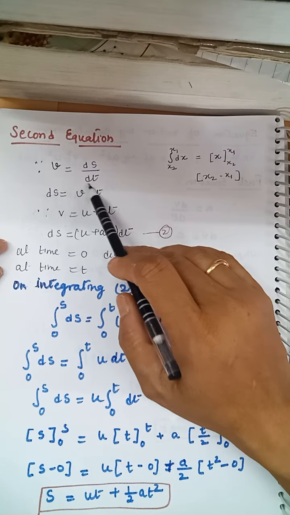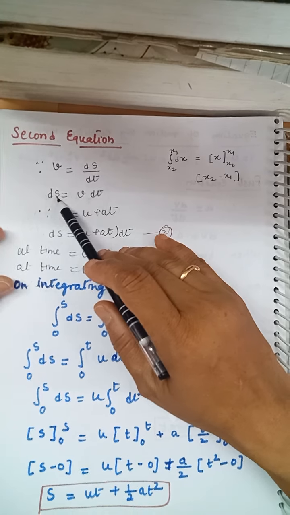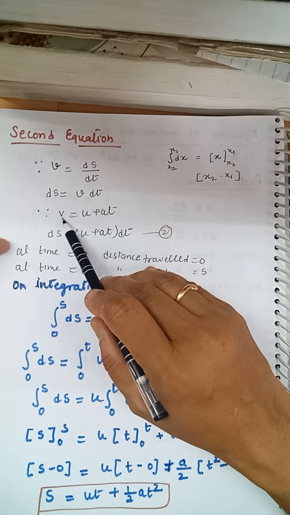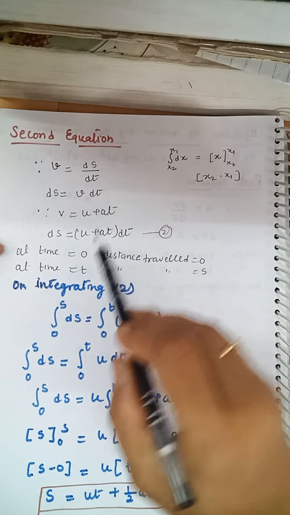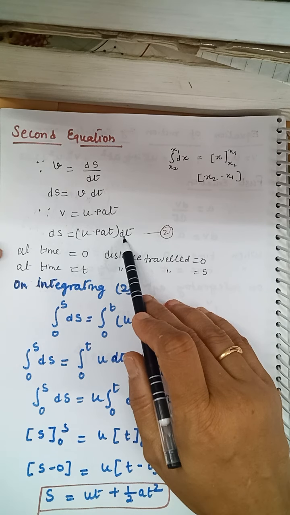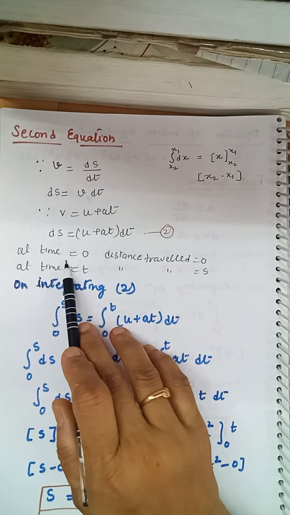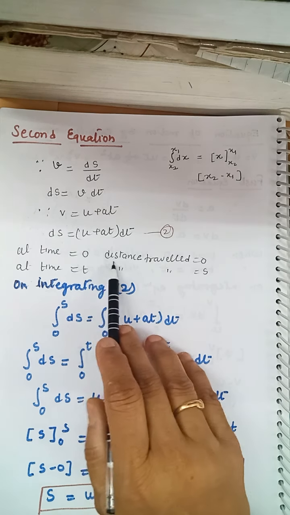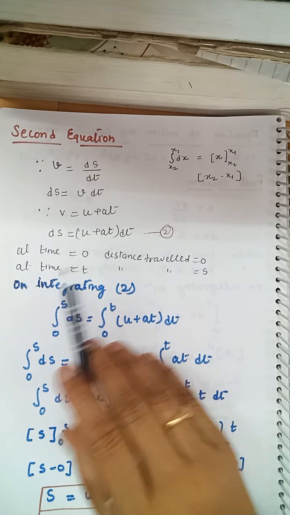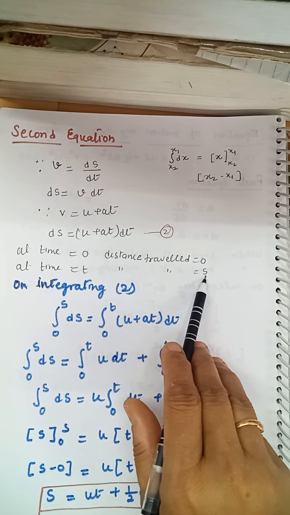Okay, now here again what we are going to do, we are going to take the cross multiplication. So you have got ds is equal to v dt. Now from the first equation of motion we have got v is equal to u plus at. So ds is equal to, in place of v you will write, (u plus at) into dt. This is the second equation. Now here we will consider at time t is equal to 0, distance travelled is equal to 0. When the time is 0, no distance is travelled by the body. At any time t, we suppose that the distance travelled is equal to s.